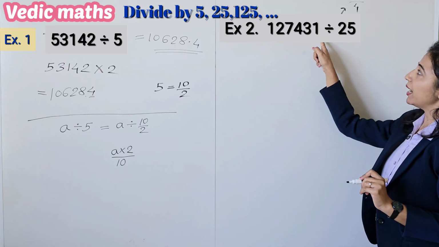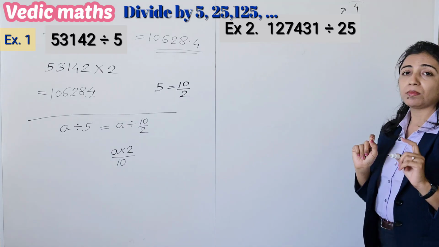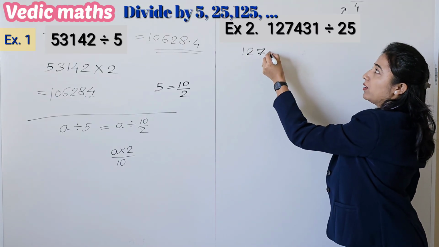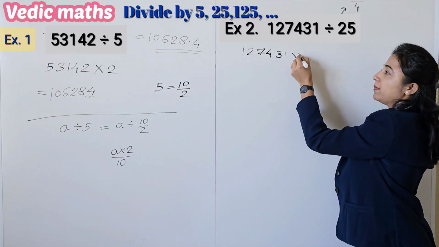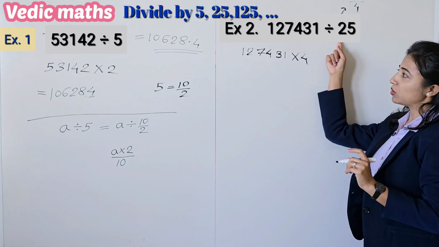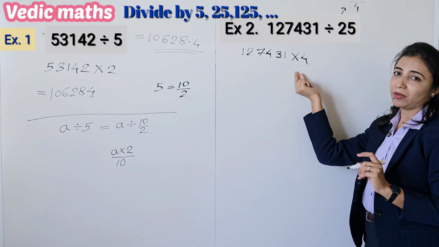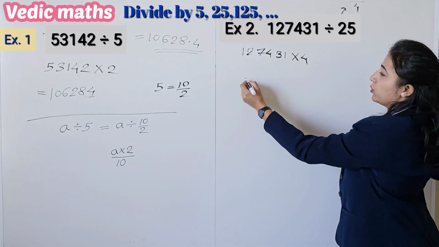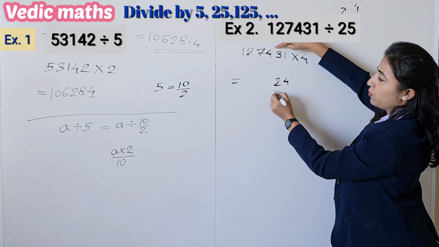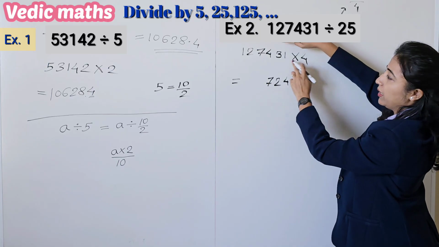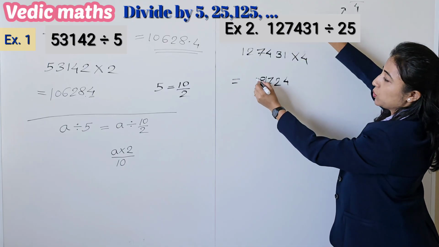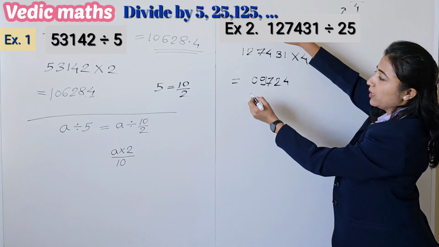Here, any number divided by 25, you just have to multiply that number by 4. Means here our number is 127431, multiply by 4, and obviously divide this number by 25. Compared with this question, it is easy to multiply this number by 4. So now multiply this number by 4. 4 ones are 4, 4 threes are 12, carry 1. 4 fours are 16 plus 1 is 17, carry 1. 28 plus 1 is 29, 2 carry, 8 plus 2 is 10, 4 plus 1 is 5.